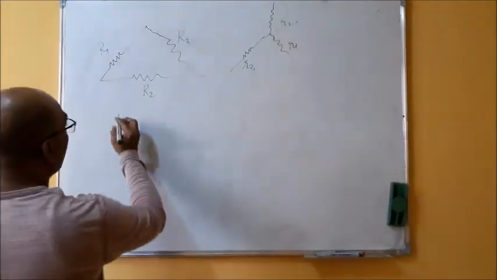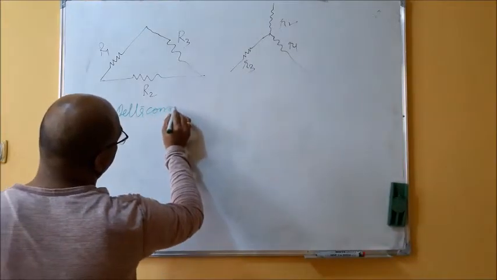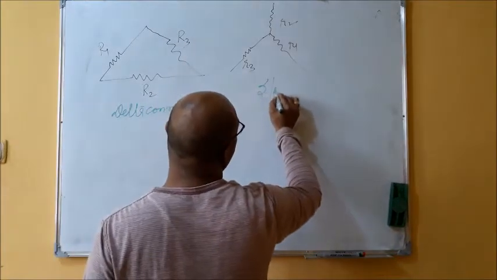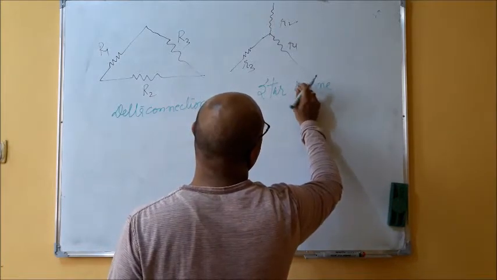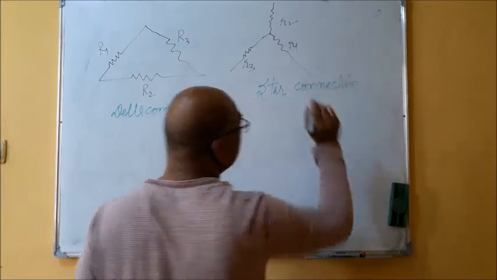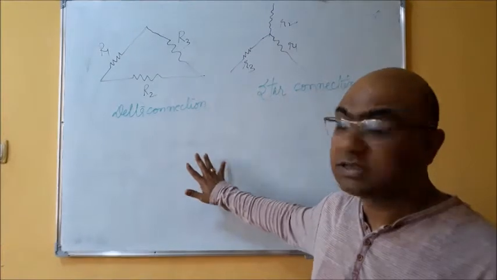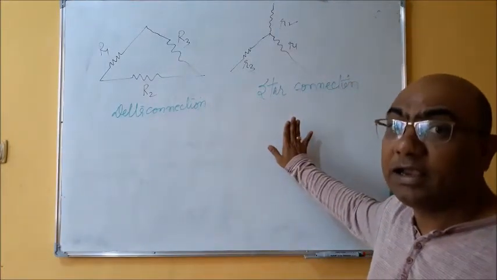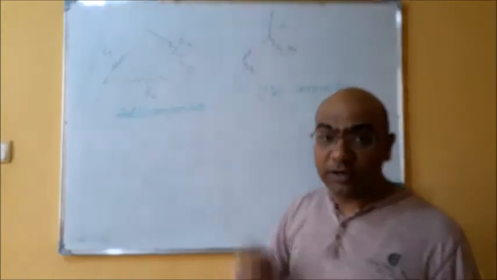This connection is called delta connection, while this connection is called star connection. And the beauty is that if you have three resistances connected in delta, you can transfer it into star, and if resistances are connected in star, you can convert it into delta.